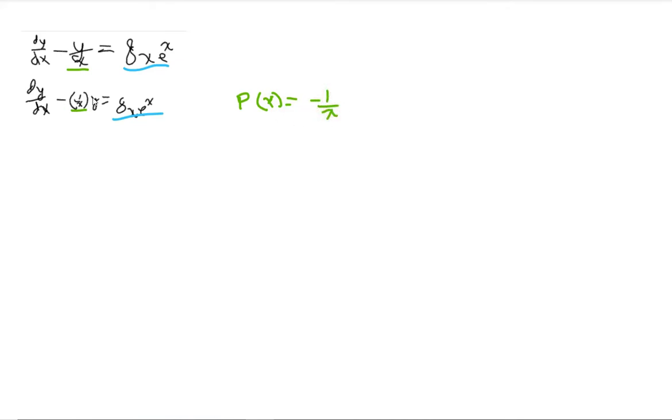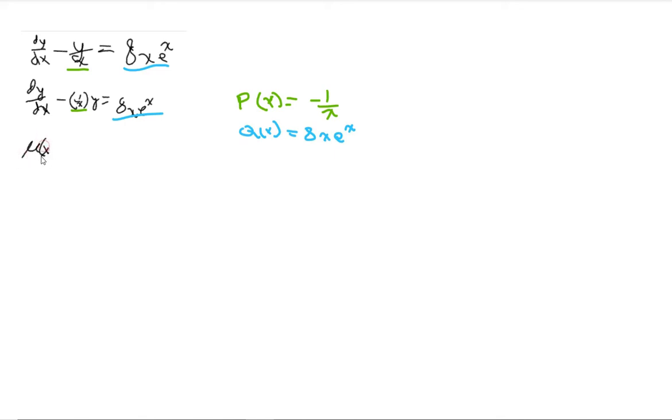We have a negative here, 1 over x here, everything except for the y, basically. And then Q of x is just equal to everything on the right side of the equation, 8x e to the x. Basically, there's a formula that we're going to plug these into. And there's another formula we have to use, and that formula is where this method gets its name from.